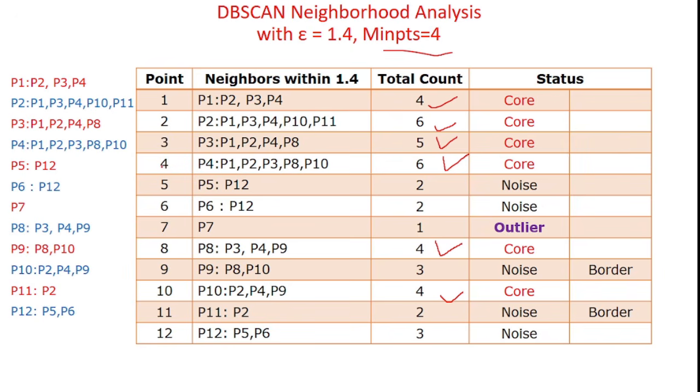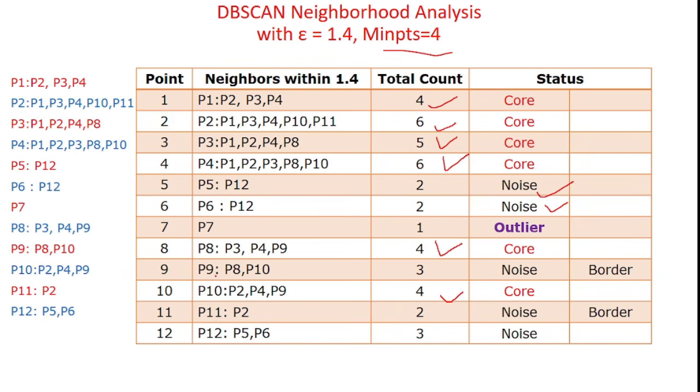Now look at P5. The neighborhood of P5 is P12, so you have only 2 data points, so it is considered noise. For P6, again the neighborhood is P12, so you have only 2 data points in total, so you can also consider it noise. Even though it has a distance less than 1.4, it doesn't meet the minimum point requirement. For P7 there is no neighborhood, so you have only one data point, so it will act as an outlier.